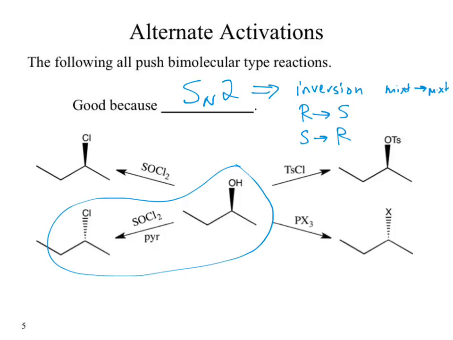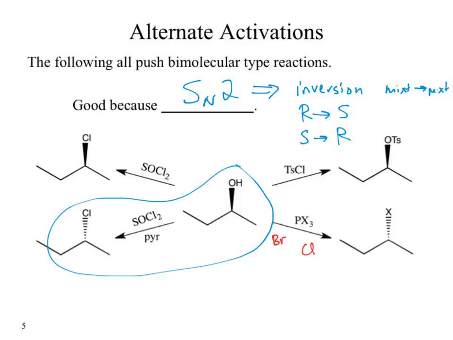Take a look at the next one. PX3. What is X? Any halogen. Within the context of any halogen, it's really most commonly bromine or chlorine. Okay. You won't see iodine show up. Okay. What happens to the stereochemistry? Flipped. So we have inversion. Again, SN2.